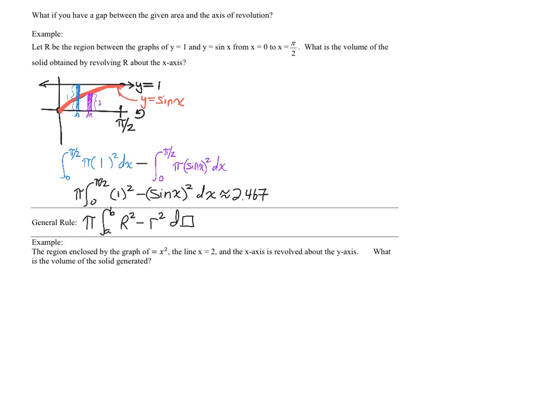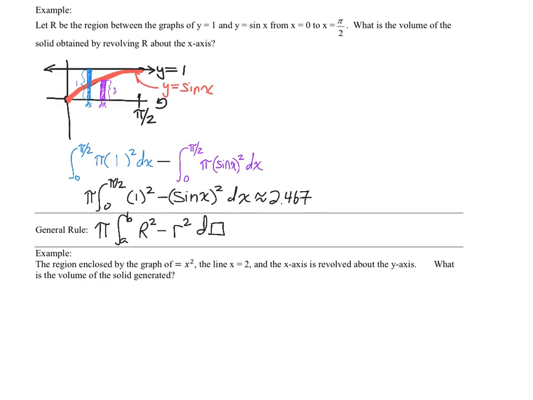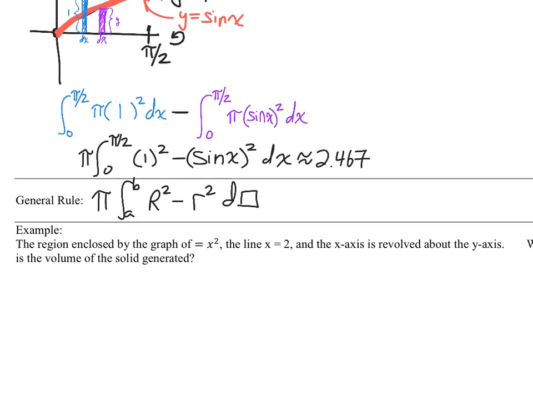So the next example follows the same general idea. The key to this one is, oh, look, a typo for someone. The region enclosed by the graph of equals x squared. Well, I would imagine that's supposed to say y equals x squared. So that's for somebody. I think there's 2 people maxed out. 3 people maxed out now on typos. So y equals x squared.